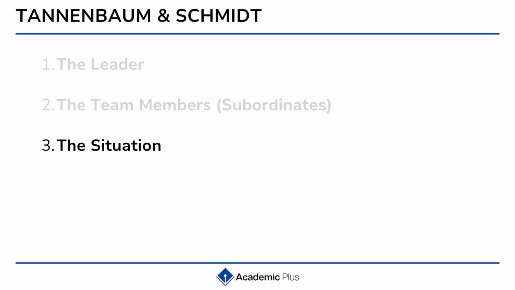And finally, what the Tannenbaum Schmidt looks at is the situation itself. So it looks at the nature of the tasks that need to be completed. Whether it's complex, whether it needs to be done urgently. What about the business environment? What about the different external factors? Is the situation a crisis where the decision needs to be made quickly? Or is it fairly stable and actually we can take our time with the decision?